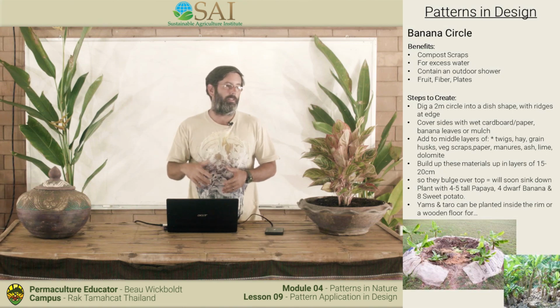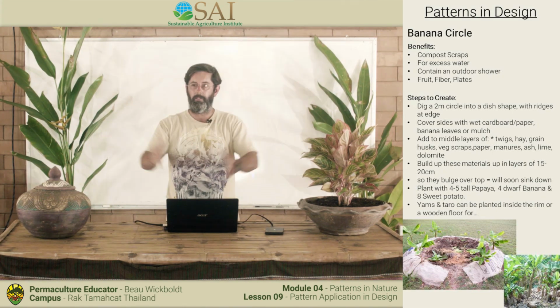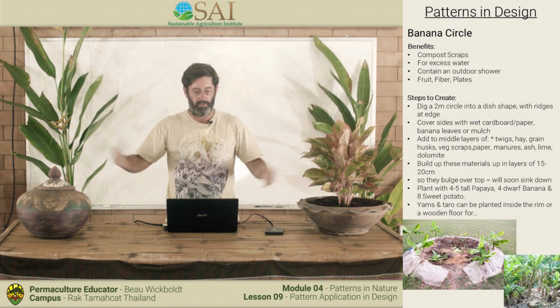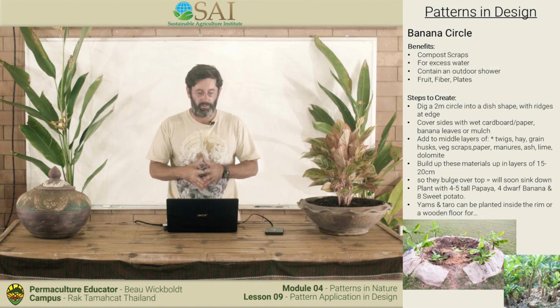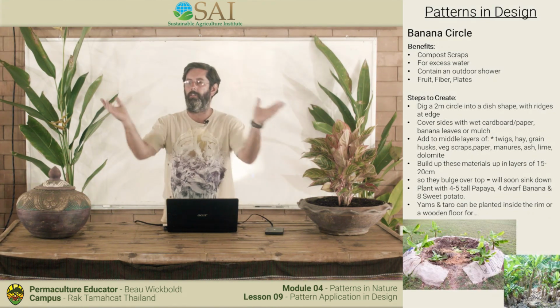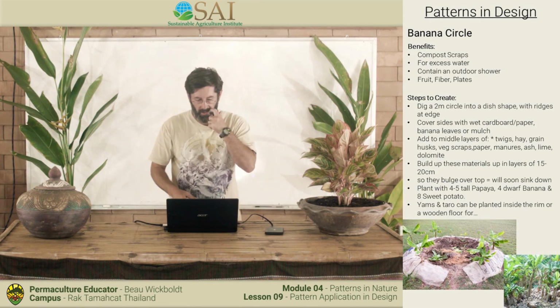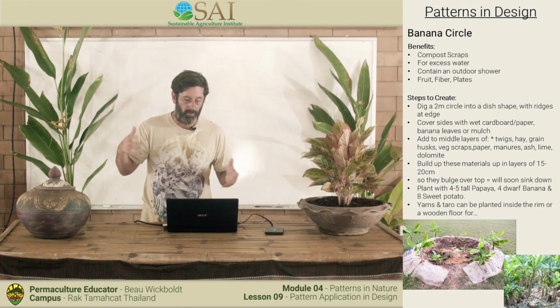So how do I create one of these things? Super simple. Dig a 2-meter circle in a dish shape. Throw the dirt to the outside to create the growing ridges. Cover the sides with cardboard, bananas, leaves, or mulch, any type of mulch that you may have. Add the middle layers of twigs, hay, anything you go clean your garden, throw it into the pit that you have created. Build these materials up into 15 centimeter layers, and they'll come over the top.